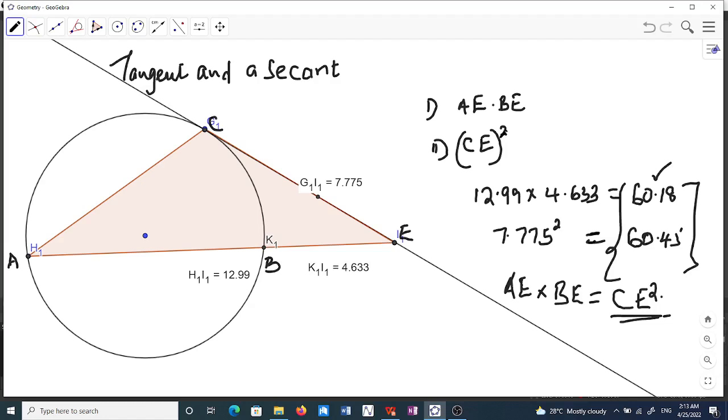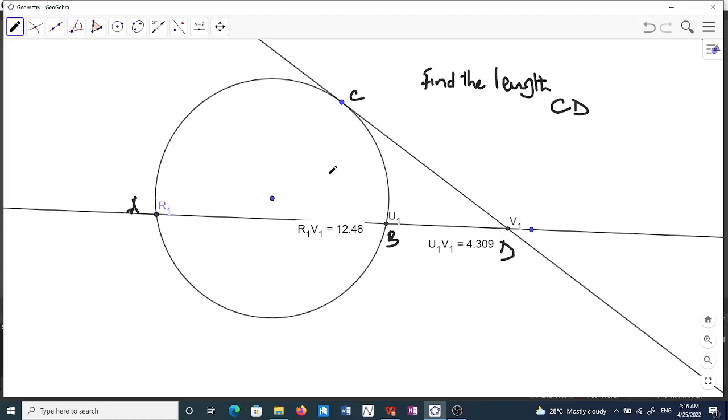Okay, CE squared. CE is the length, that length squared. As simple as that. Very simple and straightforward. So let us do the following question. We shall find the length CD, given that I have AD and I have BD. So what is the relationship that we talked about here? We said that AD times BD should give you CD squared.